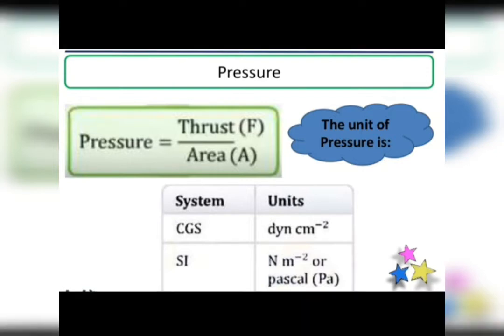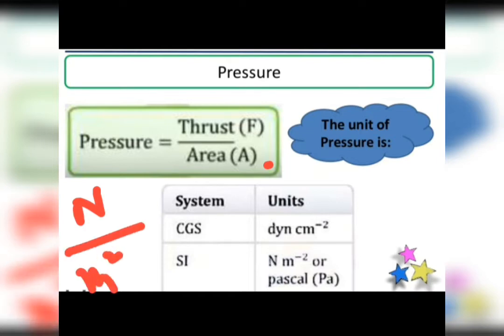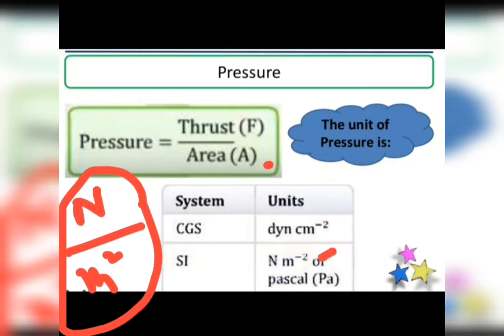Now we'll give the units in which pressure is measured. The SI unit of measuring force is Newton, right? So for force we have the unit of Newton. The SI unit of measuring area is square meter. So what would be the SI unit of measuring pressure? That is Newton per square meter, right? Here I have written this Newton per square meter, which is also called Pascal.